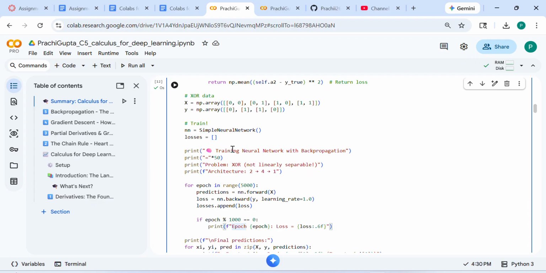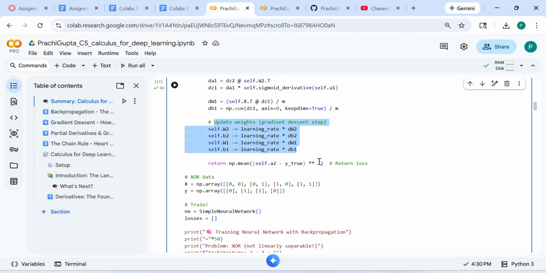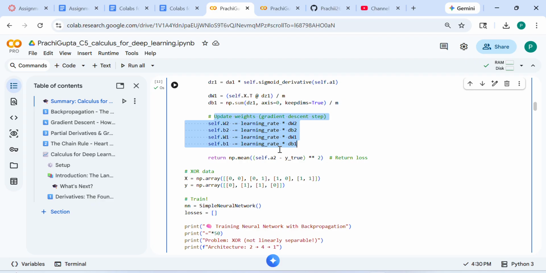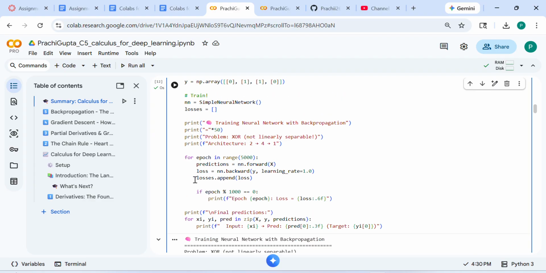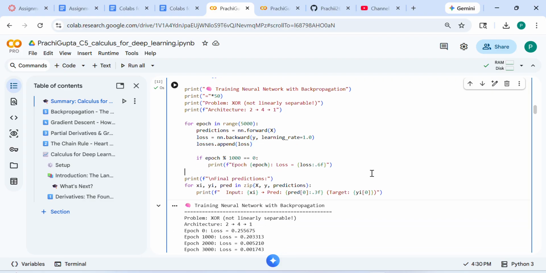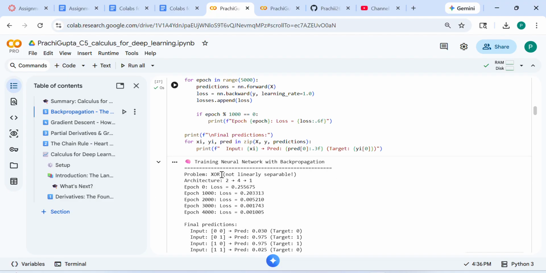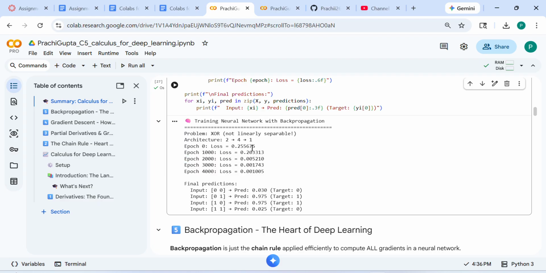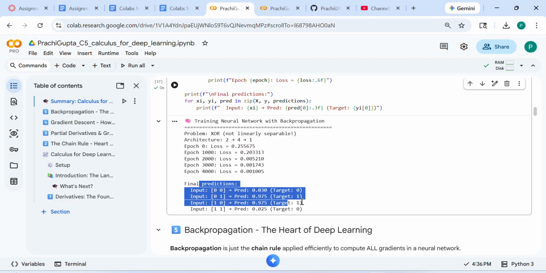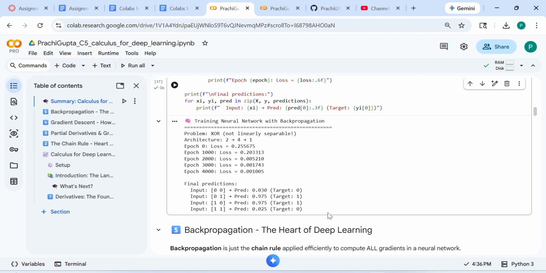Here we are updating the weights, so with each epoch these weights are getting updated, and once we update the weights we store the loss so that we can plot it later. So in these losses we are appending the loss, and this is basically a manual backpropagation training that we are doing here. So I'll just run this. So see, the epochs run, and you can see the loss is decreasing with every epoch. So this is the final prediction that we got.